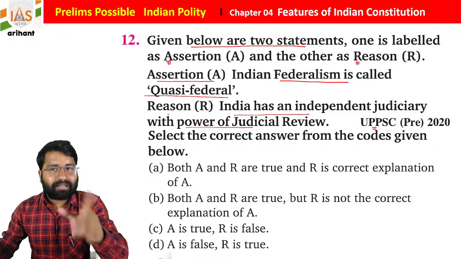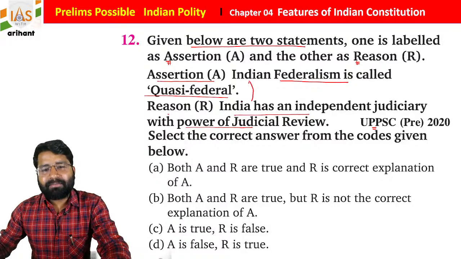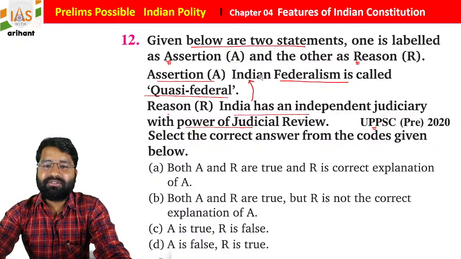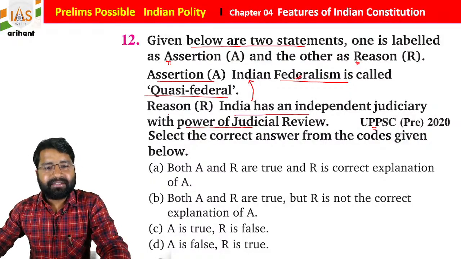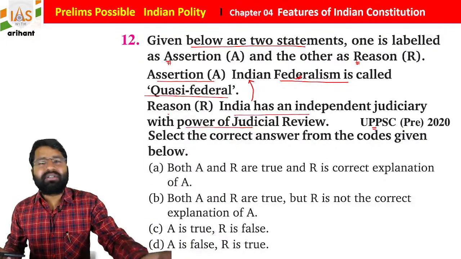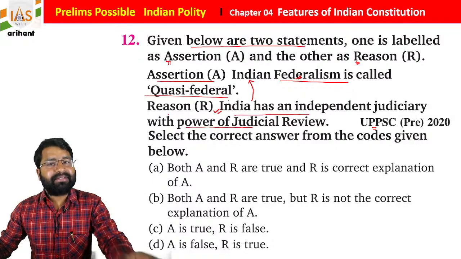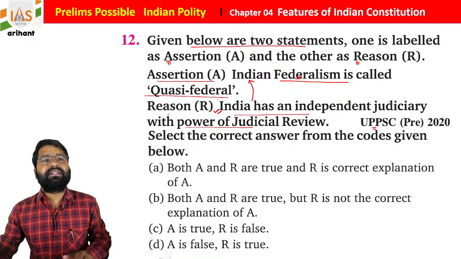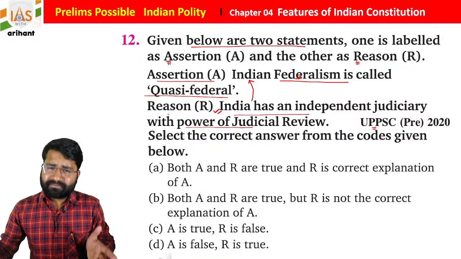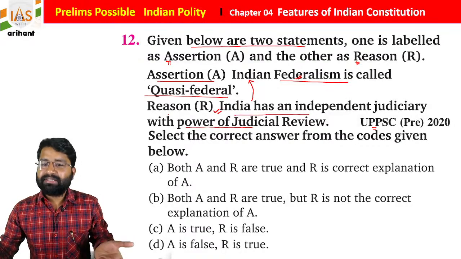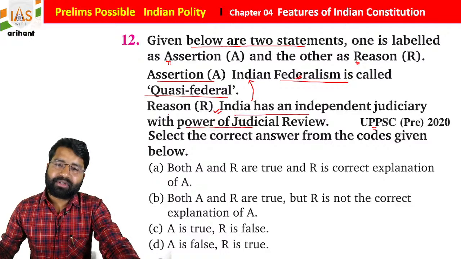Can you find out if both are matching? No, it is not explaining this. Both statements are true, but the explanation part is not okay. India is a federal country and we are quasi-federal because we are not a true federal structure like the USA. India has an independent judiciary, and our judiciary has the power of judicial review also. As recently you can see, the Supreme Court put down the electoral bond concept. So it is the judicial review power. So the Supreme Court can recheck.